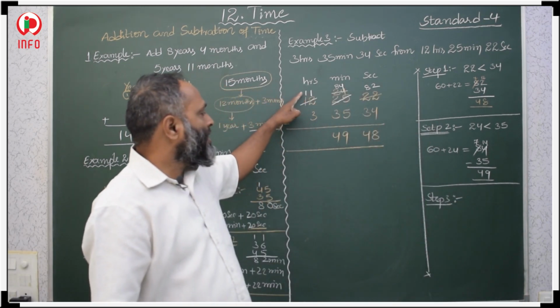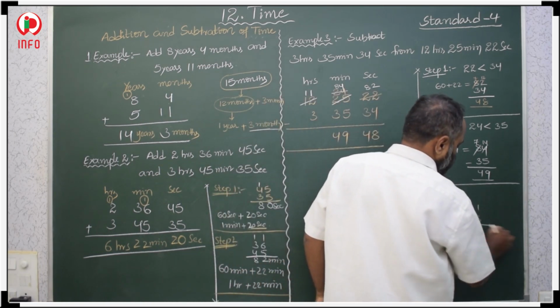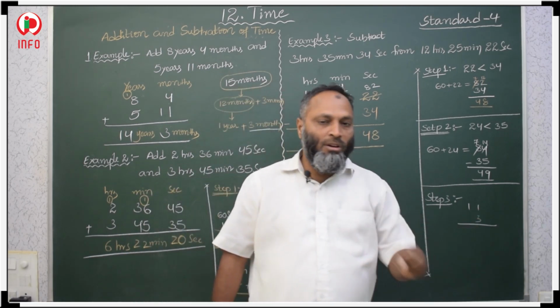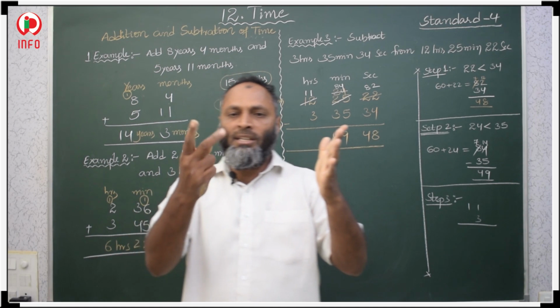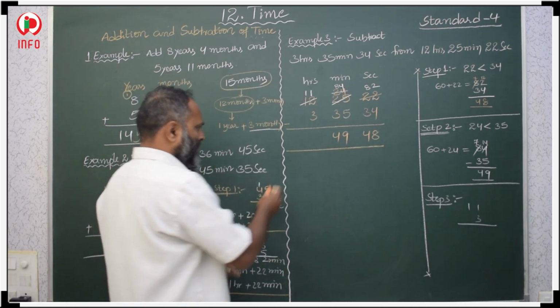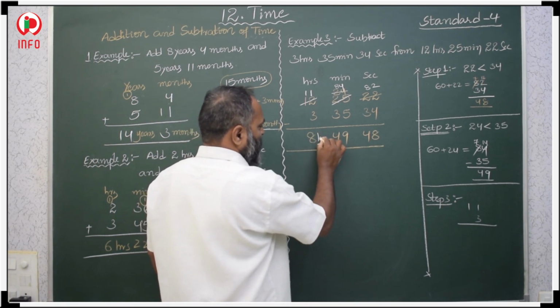Subtract hours. 11 minus 3. It is very easy. Count from 3 to 11: 4, 5, 6, 7, 8, 9, 10, 11. It is 8. So the difference is 8 hours.